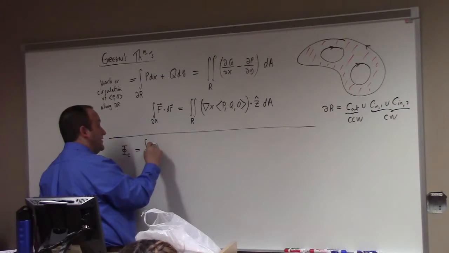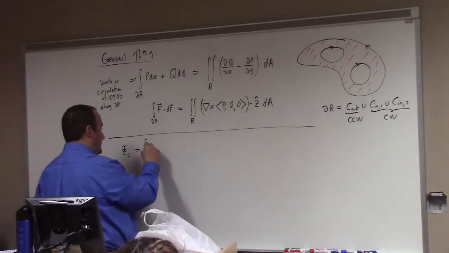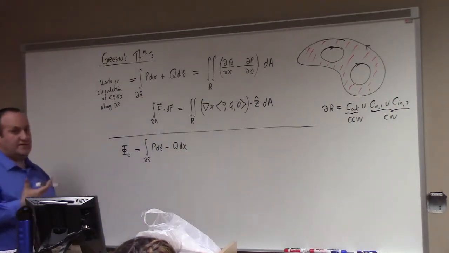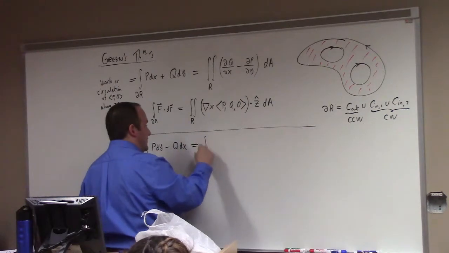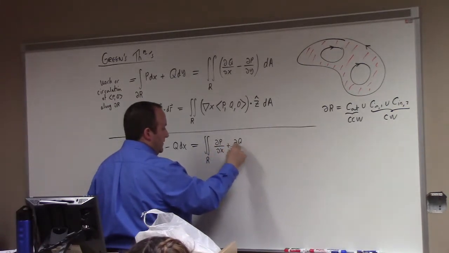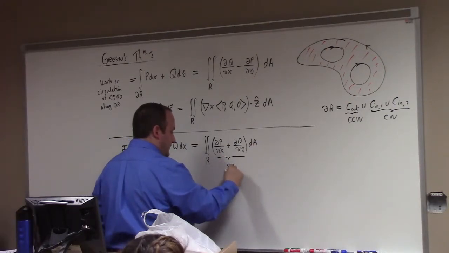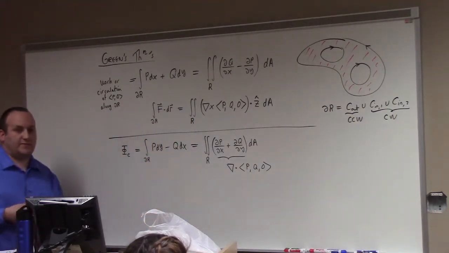What do we got? P dy? What's that? So P dy minus Q dx, right? So this calculates the flux of the vector field P comma Q through the curve C. And we worked out that that's in fact equal to the integral of what? Partial P, partial X, plus partial Q, partial Y, dA. This is also known as the divergence of the vector field P comma Q comma 0. So this is the so-called divergence form of Green's theorem.